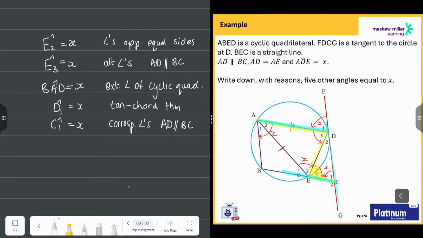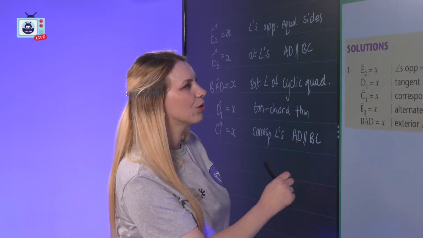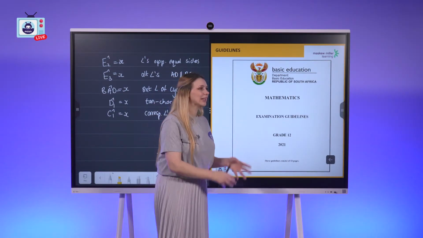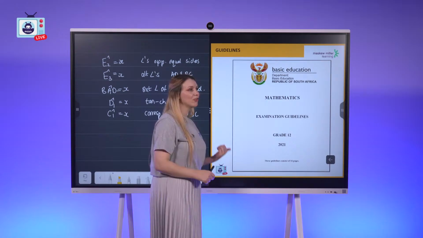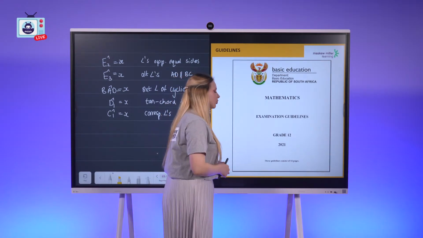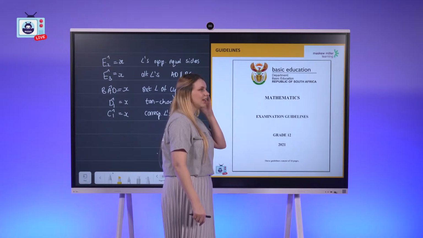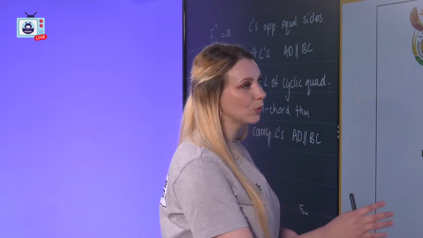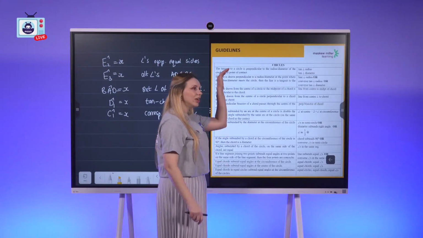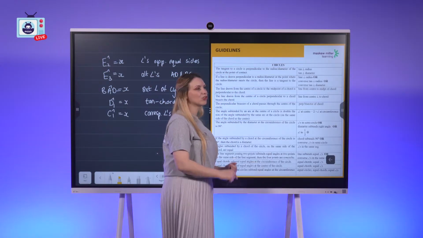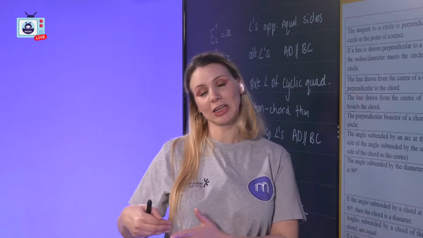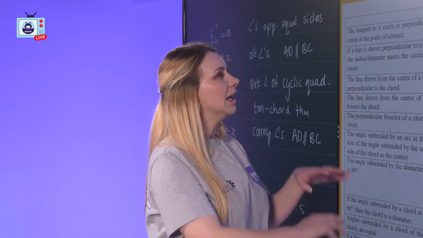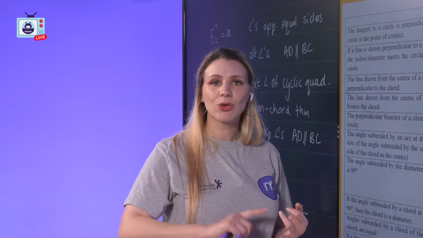Let's move along. And I want to go through with you something that I feel every grade 11 should know about. It is the examination guidelines. This can be found on the DBE website. The latest one is the 2021 grade 12 guidelines. Yes, it is grade 12. However, if you read through the guidelines, it gives you all the acceptable reasons for geometry. It gives you reasons from grade 8 geometry up until grade 11 geometry. In fact, it does go a bit further to grade 12 geometry as well. It gives us all the acceptable reasons for your circle geometry.